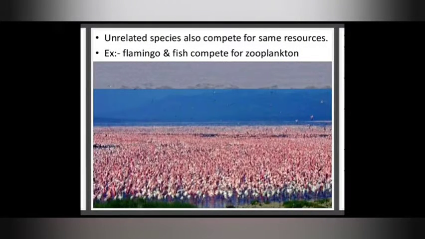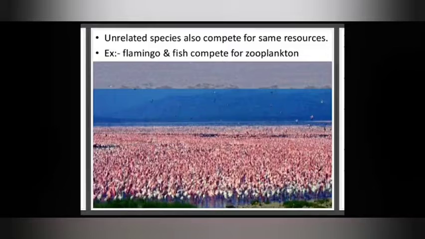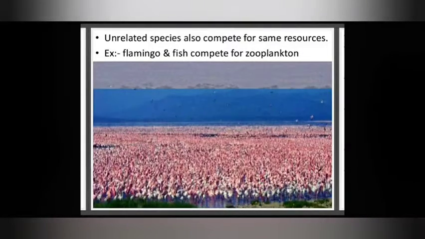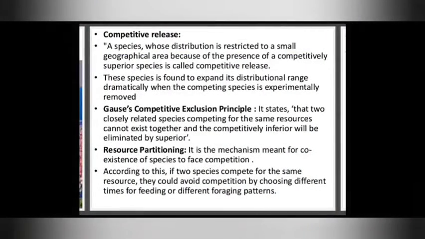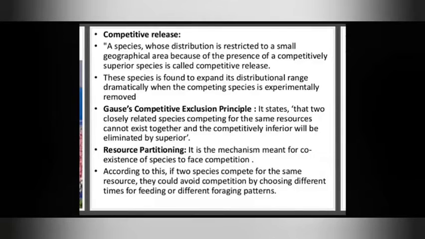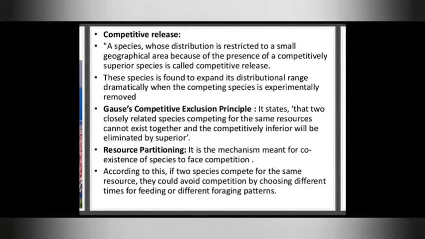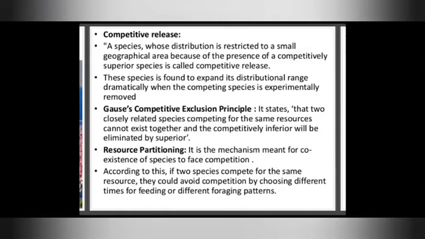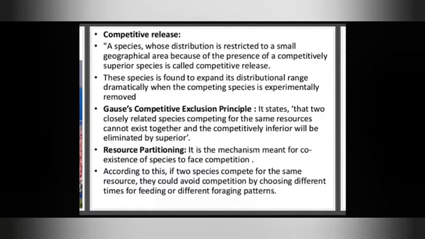So unrelated species also compete for the same resources. For example, flamingos and fish both compete for zooplankton. Then there is the concept of competitive release. A species whose distribution is restricted to a small geographical area because of the presence of a competitively superior species is called competitive release.